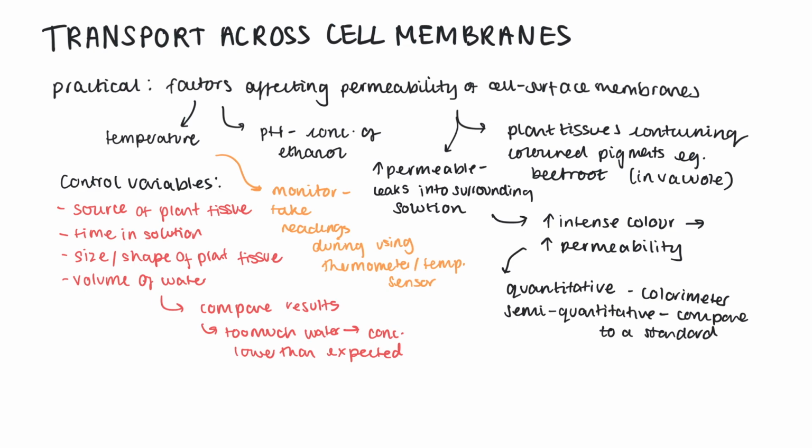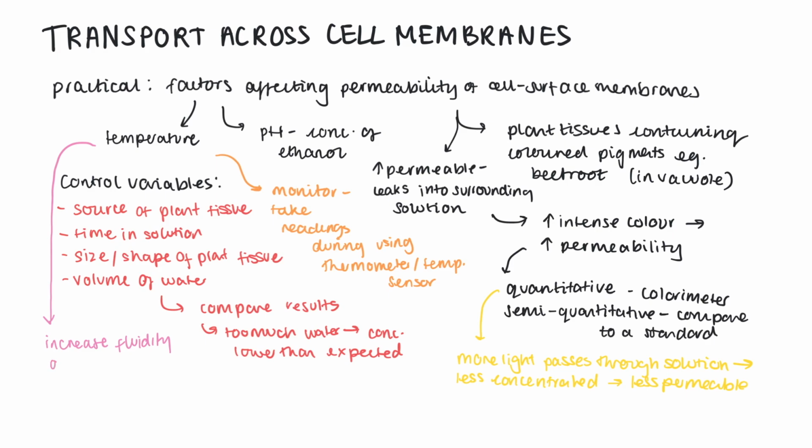So for the results that we would get from using a colorimeter, the more light that passes through the solution means the less concentrated it is, and therefore the less permeable the cell surface membrane is. The way that these things would actually affect the permeability is that increasing temperature increases the fluidity of the phospholipid bilayer, and above a certain temperature it might also denature the transport proteins, whereas pH and increasing concentrations of ethanol might actually dissolve the bilayer and might also denature the proteins.